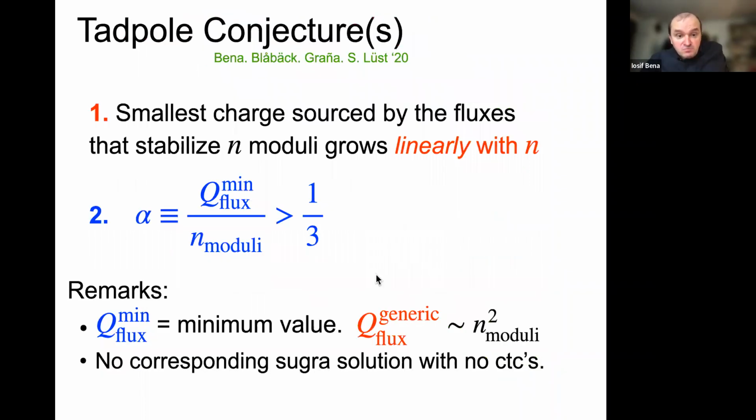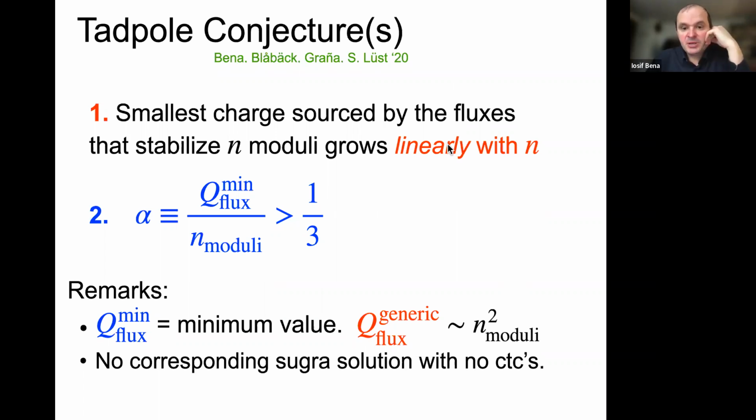But again, the conjecture we made is bigger than 1/3, because everything seems to be bigger than 1/3. Generically, the number of fluxes will be over n squared. We spent a huge amount of energy finding these vacua. If you just put a random flux compactification with n moduli and you want to stabilize them, generically you get n squared tadpole. You won't get tadpole over n. This is just the minimal number you can find.